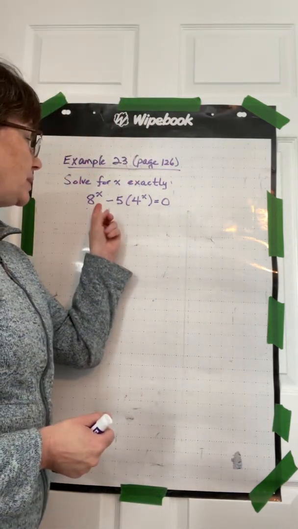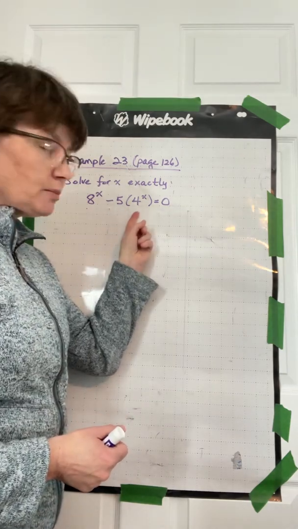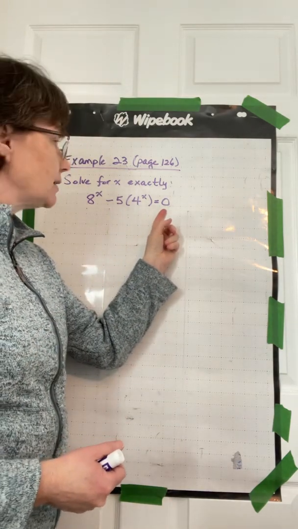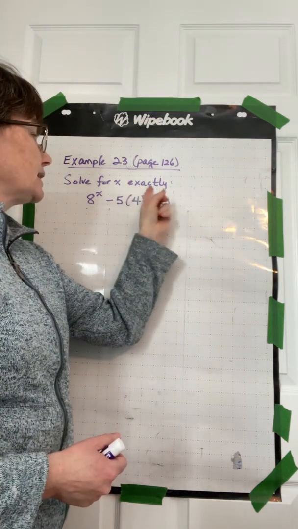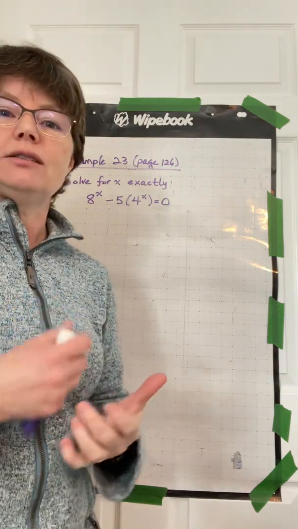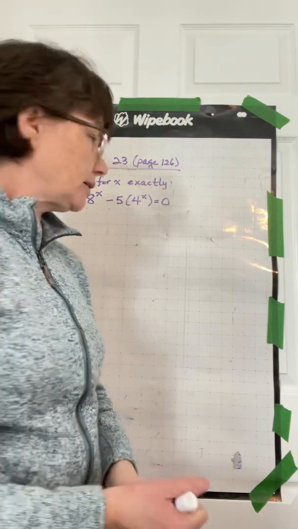So 8^x − 5 × 4^x = 0, and we need to solve exactly. What does this mean? Solve for x exactly. We need to show it in an exact number and not a rounded decimal number from a calculator.